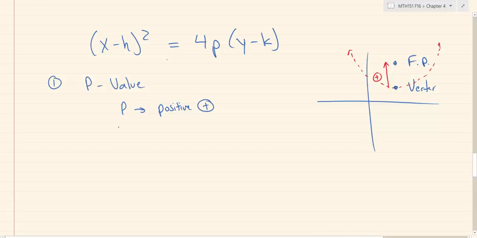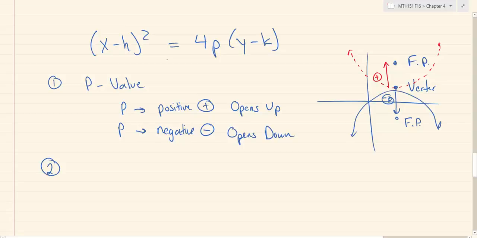What if p was negative? If p is negative, then that means your focal point is below the vertex. That's a negative p, and the parabola would open down.